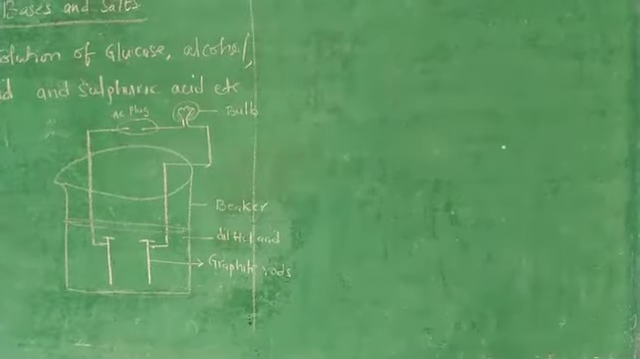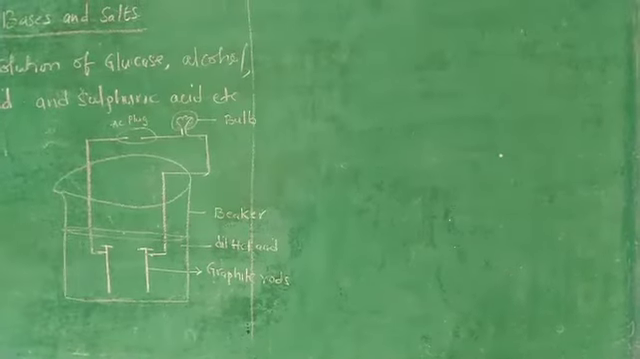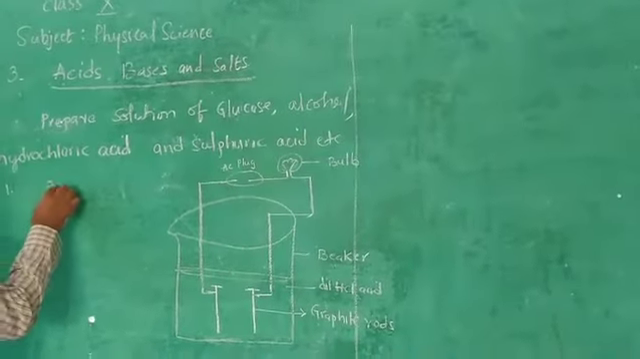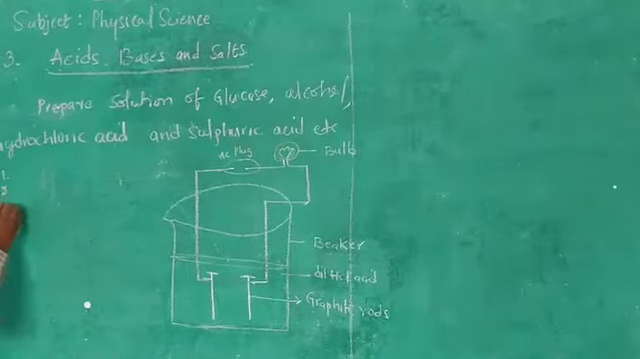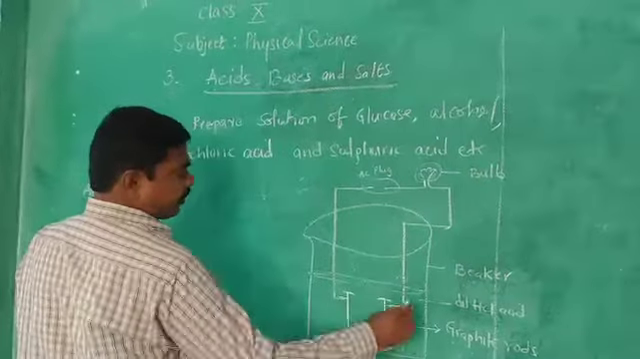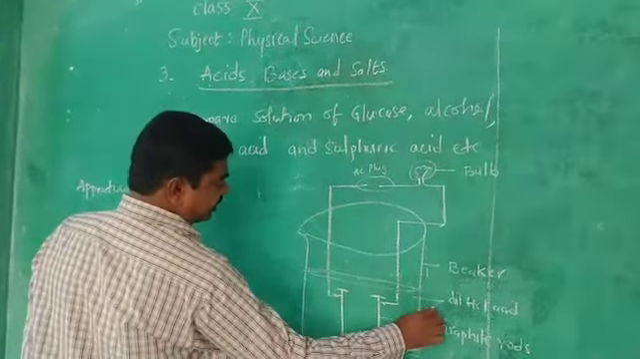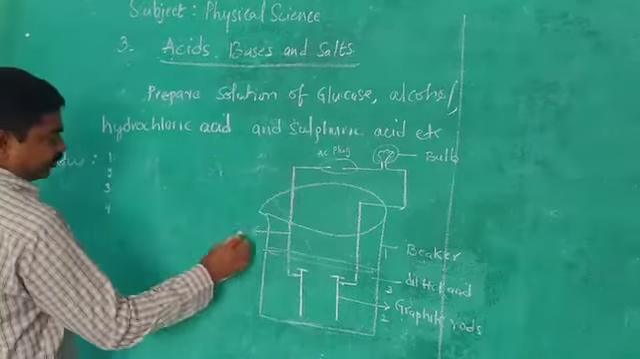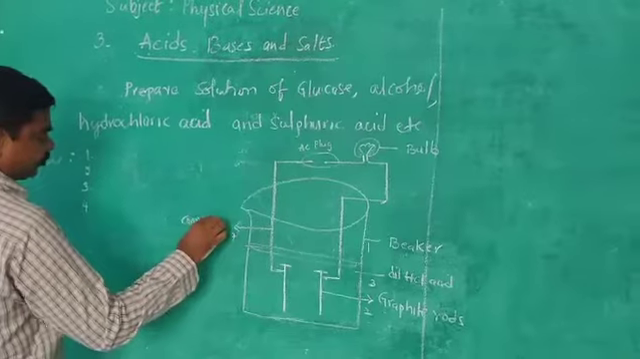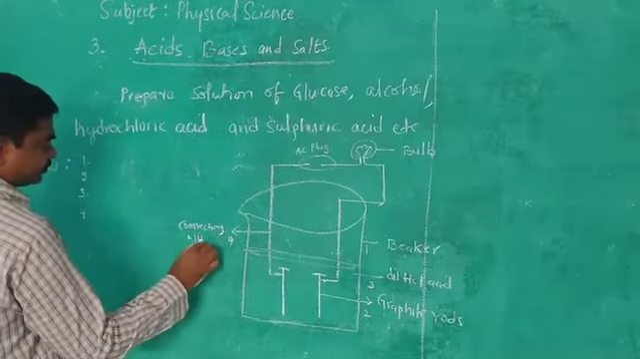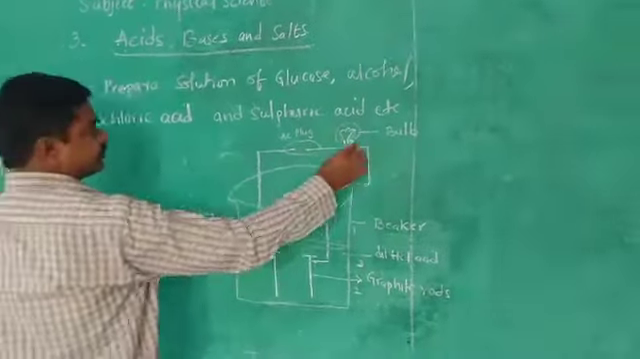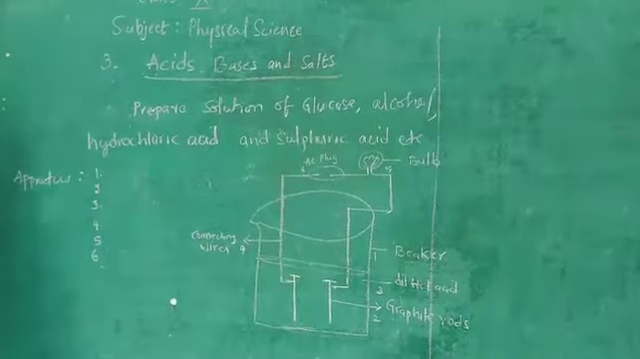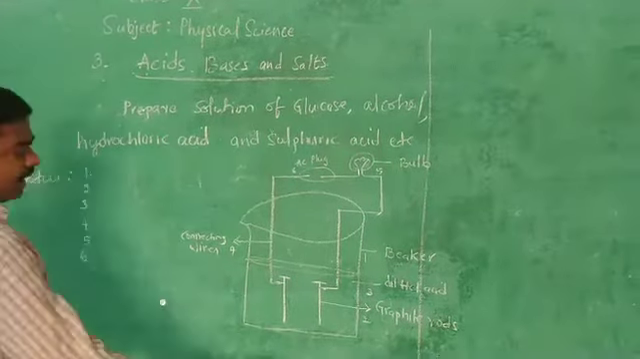Now see this, what are the apparatus required? We have seen here, first one is a beaker, second one is graphite rods, third one is dilute hydrochloric acid. These are the connecting wires. Five, that is the bulb. Six, it is the AC plug. Yes, now all these are the required apparatus.